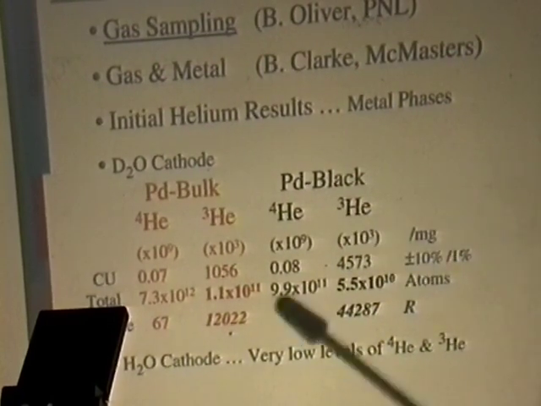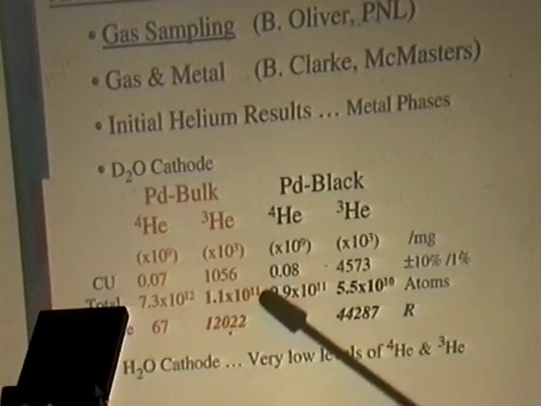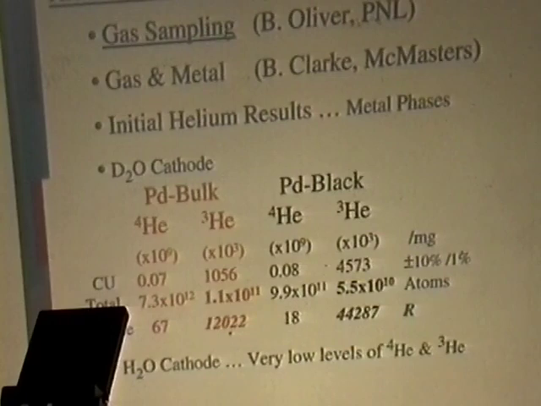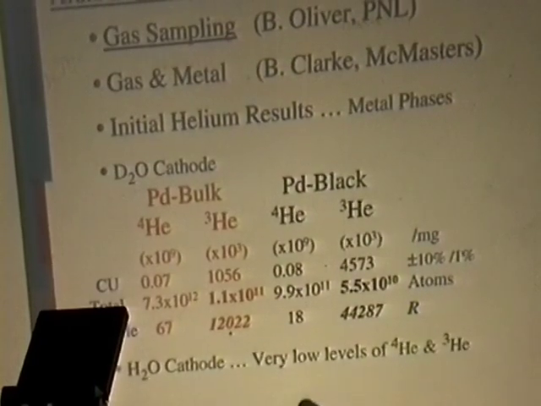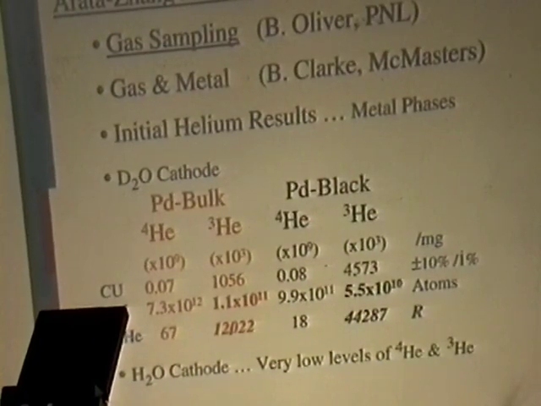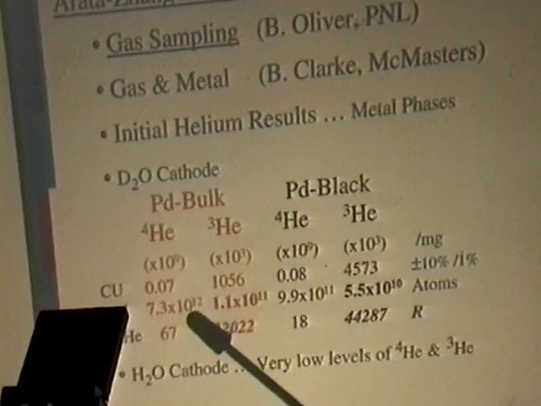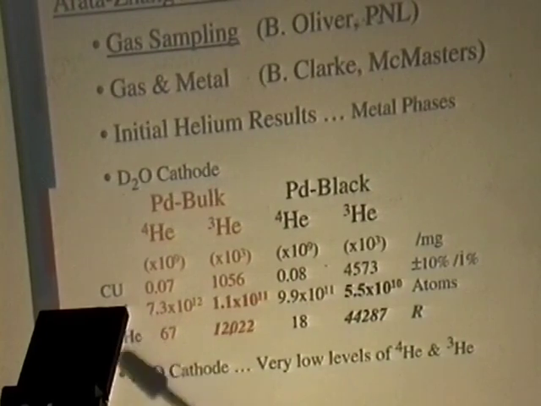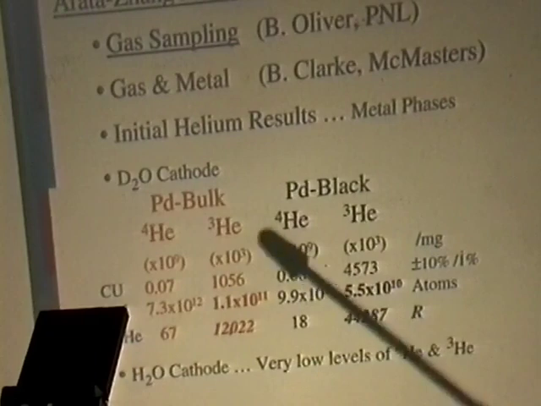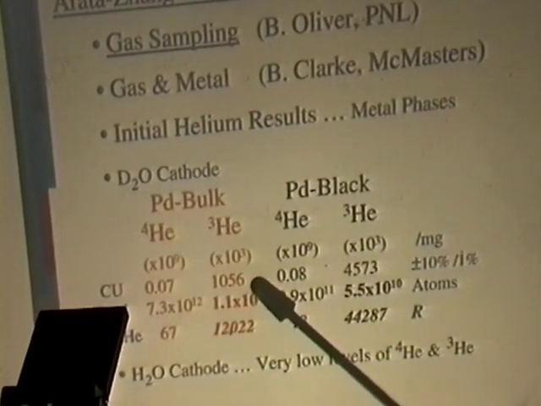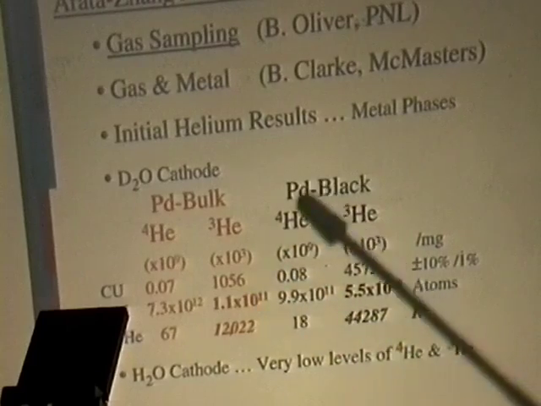you can look at both helium-4 and helium-3. This work was done by Brian Clark at McMaster University, probably the world's expert in helium-3 analysis. If you look at these numbers, you can see something quite interesting, in fact, that the palladium, let's just look at the palladium bulk. These are Clark units. Brian Clark references his helium-4 measurements in terms of 10 to the 9th atoms per milligram. His helium-3 results in times 10 to the 3 atoms per milligram.